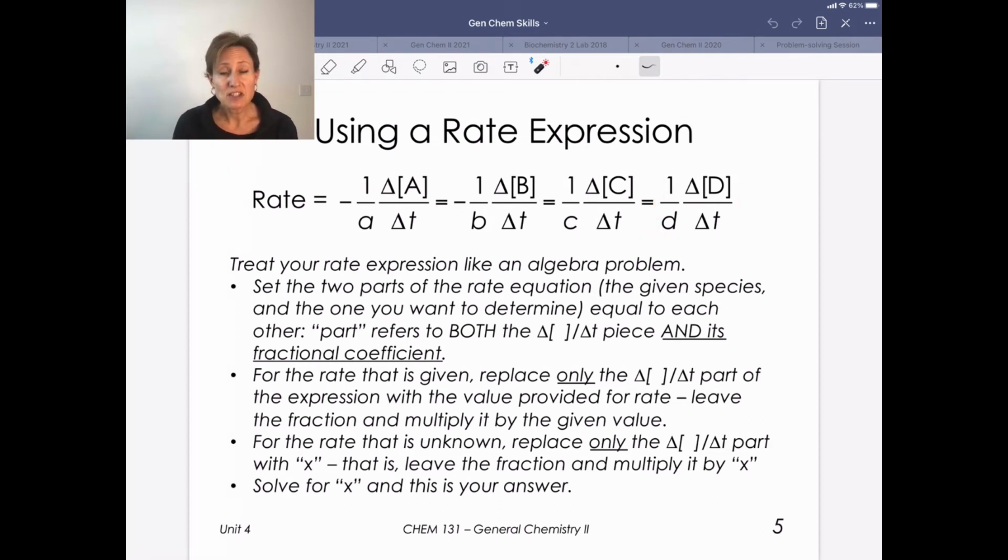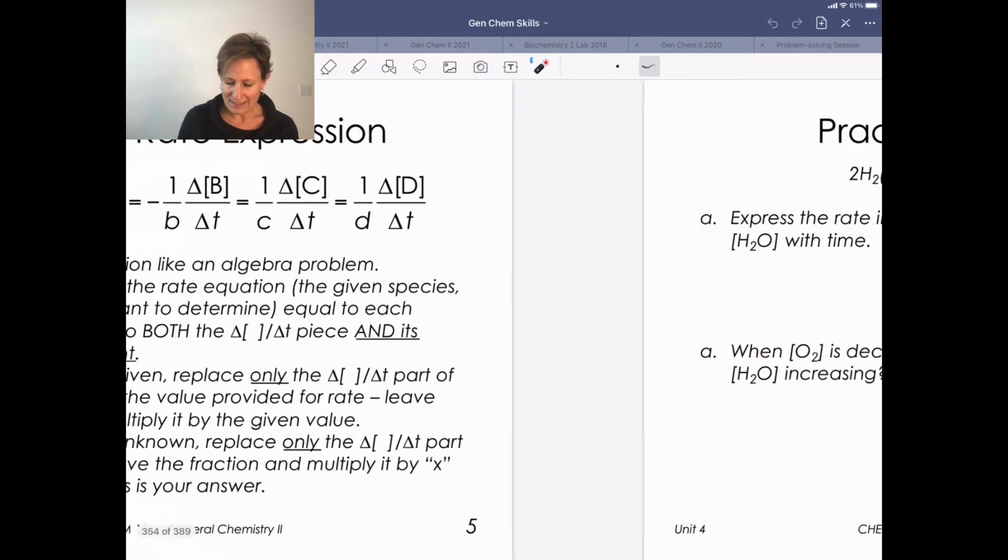Now, maybe they give us some information here. For a rate that's given, we're going to replace only this part. So let's say that they gave us the actual rate that D was appearing. We'd put that numerical value in here, but we'd keep this fraction in the beginning. Okay, for the rate that's unknown, again, we're only going to replace this part with our variable, which would be like an x, and then we keep the fraction. I'm going to go through an example so that we can practice this. Solve for x, and that's going to be our answer.